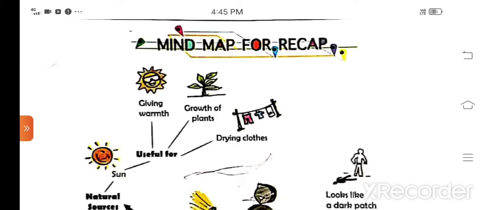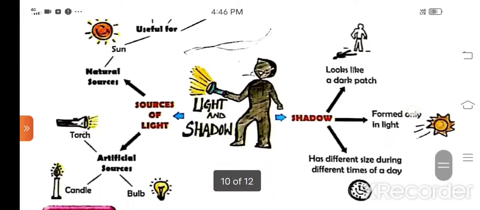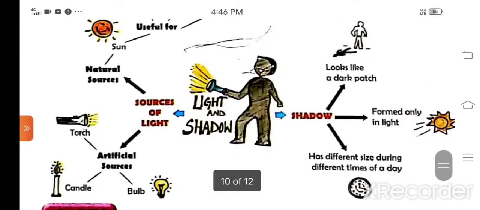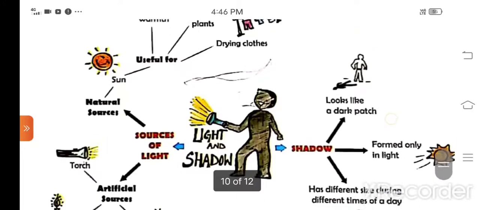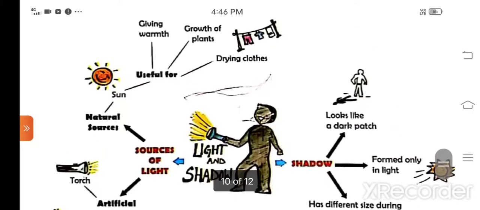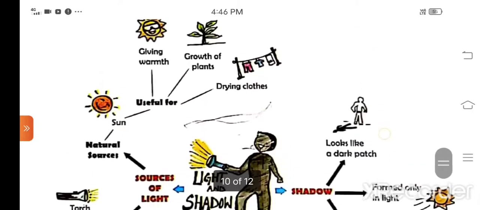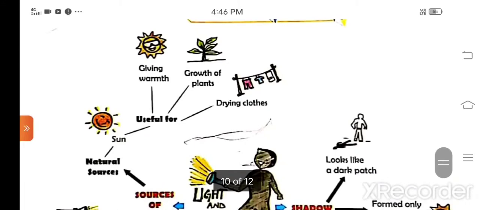So this is our mind map. For recap, light and shadow. In this chapter, what have we learned? Sources of light and shadow. And in sources of light, we have learned about the natural source of light and the artificial sources of light. So first of all, we will read about the natural source of light. From where we get the natural source? The sun gives the light and heat to us, and the sun is the natural source of light.